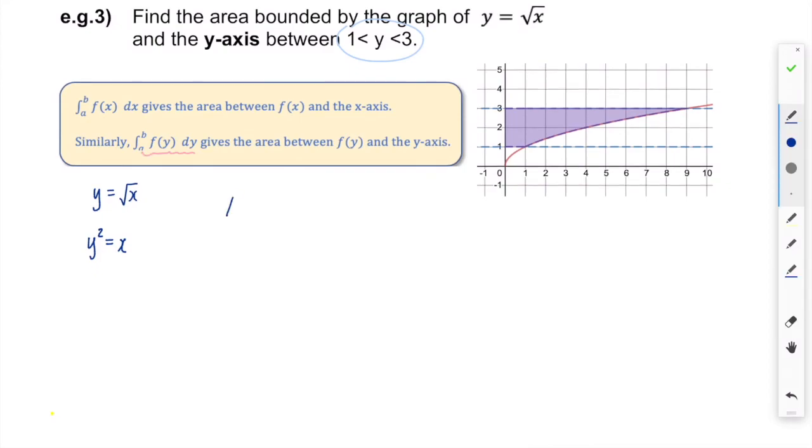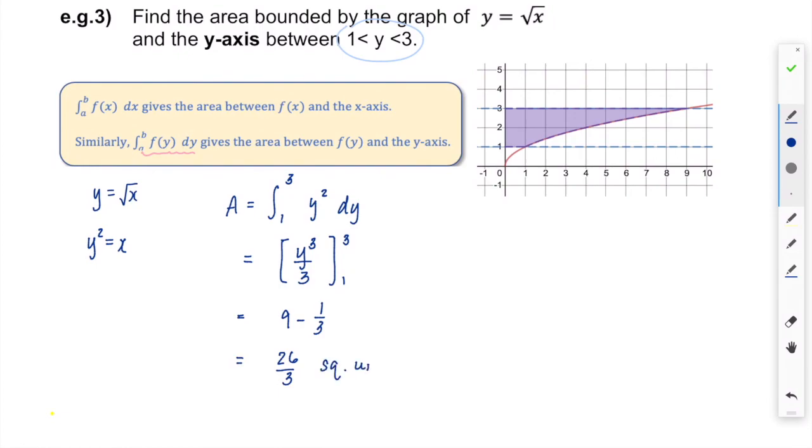The area then is going from the y-axis from 1 to 3. We're taking the integral of y squared dy. I have y cubed over 3 from 1 to 3. I have 3 cubed over 3, which is 9, minus 1 cubed over 3, which is 26 over 3 square units. And this is how you can find area between a function and either the x or y axis between a given interval.